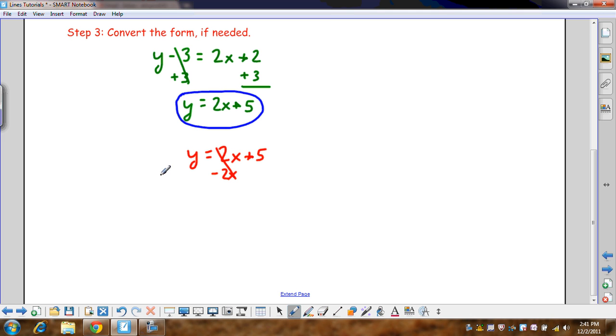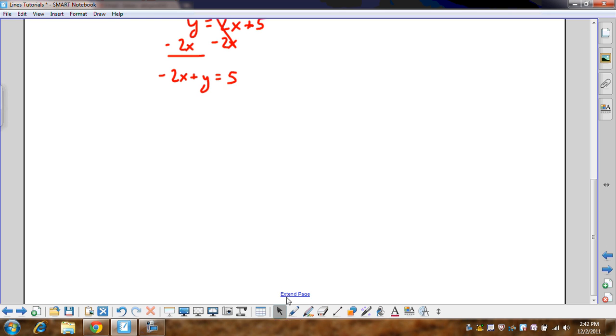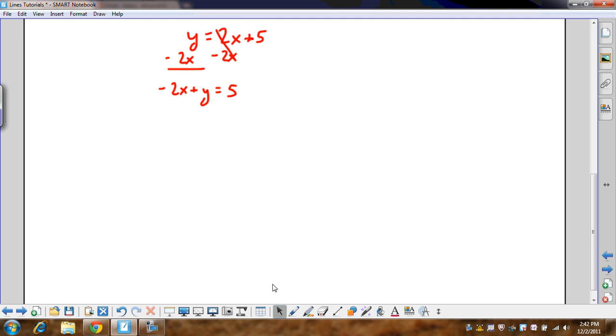Now let's go back. Let's say that we were being asked for standard form. If I was being asked for standard form, I would have to keep going. Remember, for standard form, I must get the x on the left side with the y. So what I would need to do is move the 2x by subtracting it. So I would have negative 2x plus y equals 5.